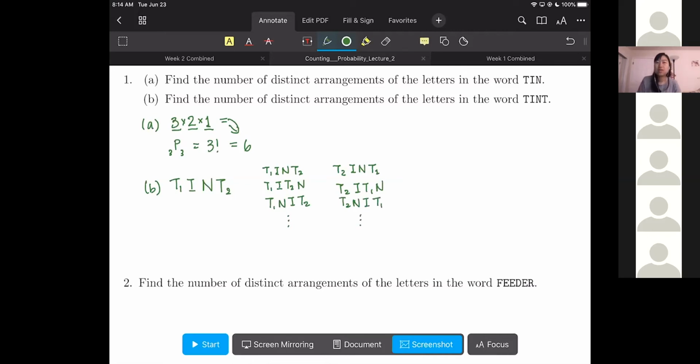So when we label the T's 1 and 2, we can see that these are different permutations, but the problem doesn't have different T's, it has the same T. So if we count using 4 factorial, we're going to count these words twice, because here we're counting T-I-N-T, and then here we're counting T-I-N-T again. And we count T-I-T-N twice, we count T-N-I-T twice, etc. So for each distinct arrangement of T-I-N-T, we're actually counting it 2 times. Does anyone see why that's the case?